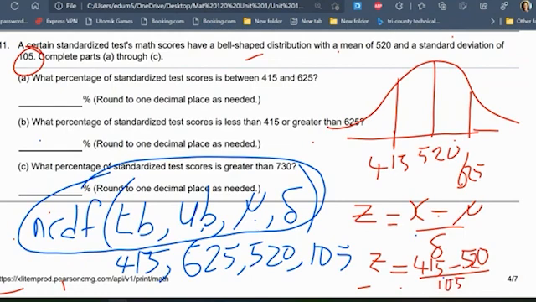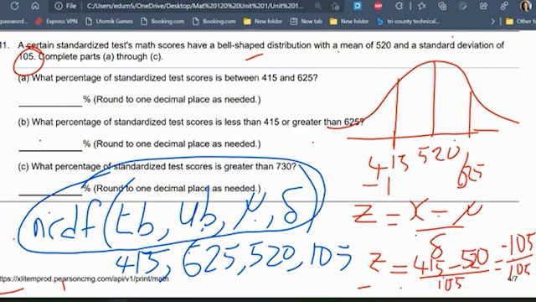And if I divide it, I will see that my answer here is negative 105 divided by 105. Therefore, the standard score here is negative 1.